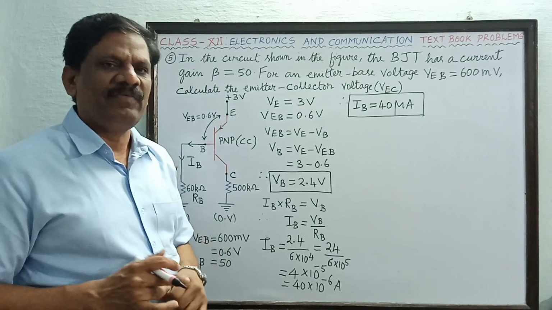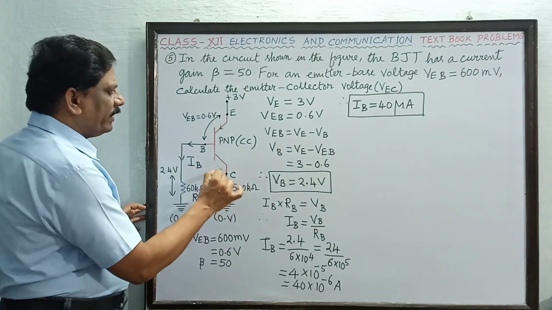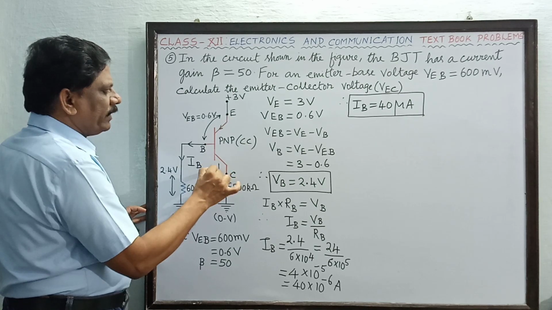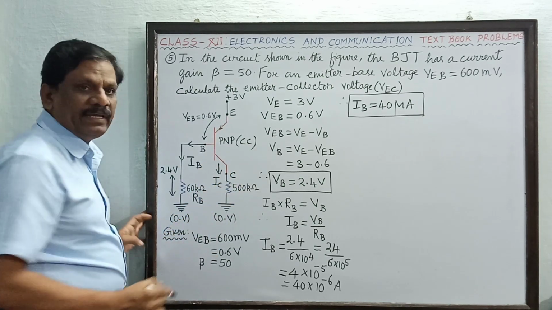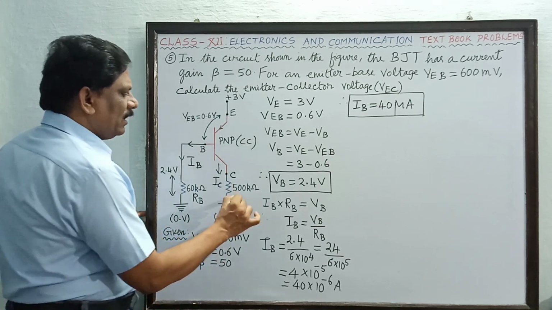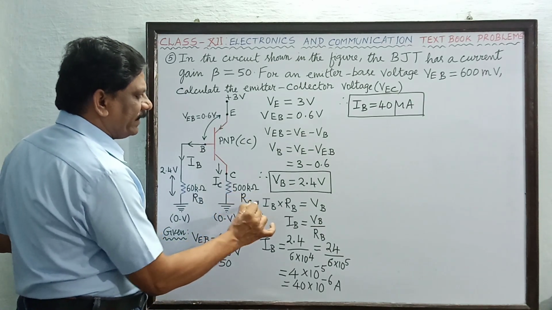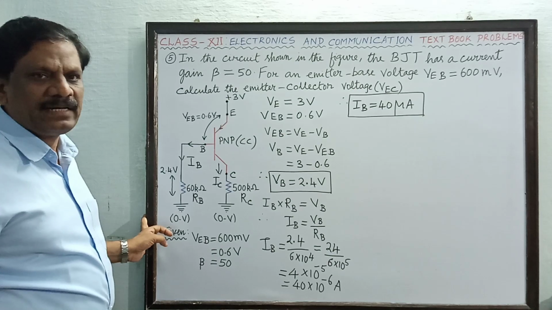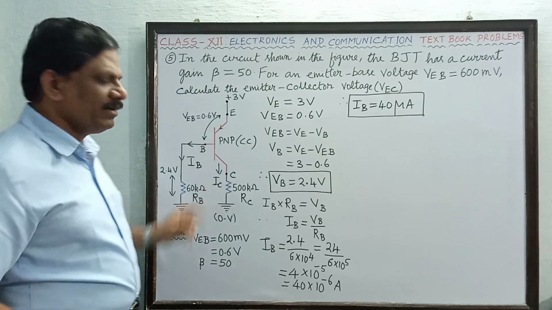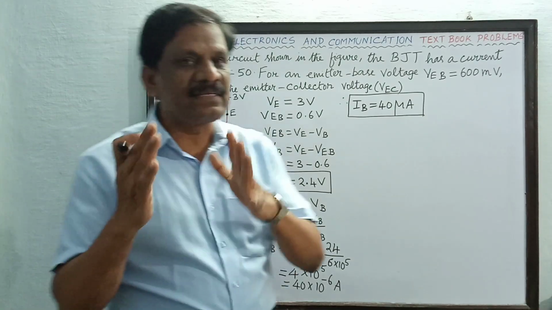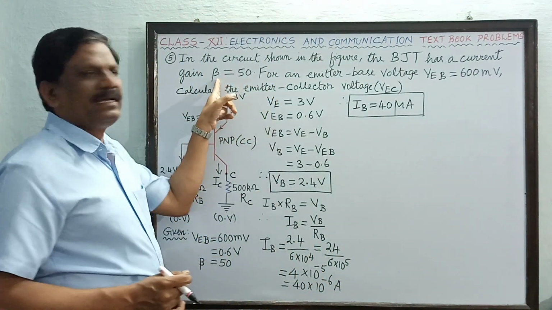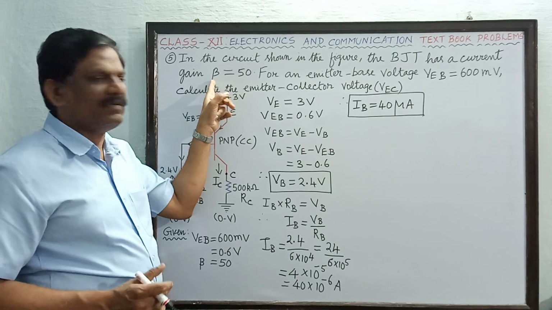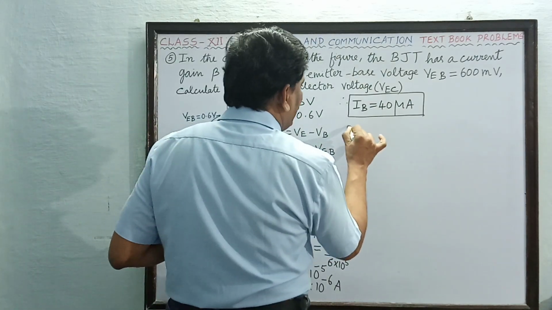Okay, next step we have to find what current is flowing through the collector. Through this collector resistor, IC is the current flowing. Understand? And this is the resistance at the collector, RC. So what is the value of the collector current is the next step. For that the clue is beta gain is given, is it not?